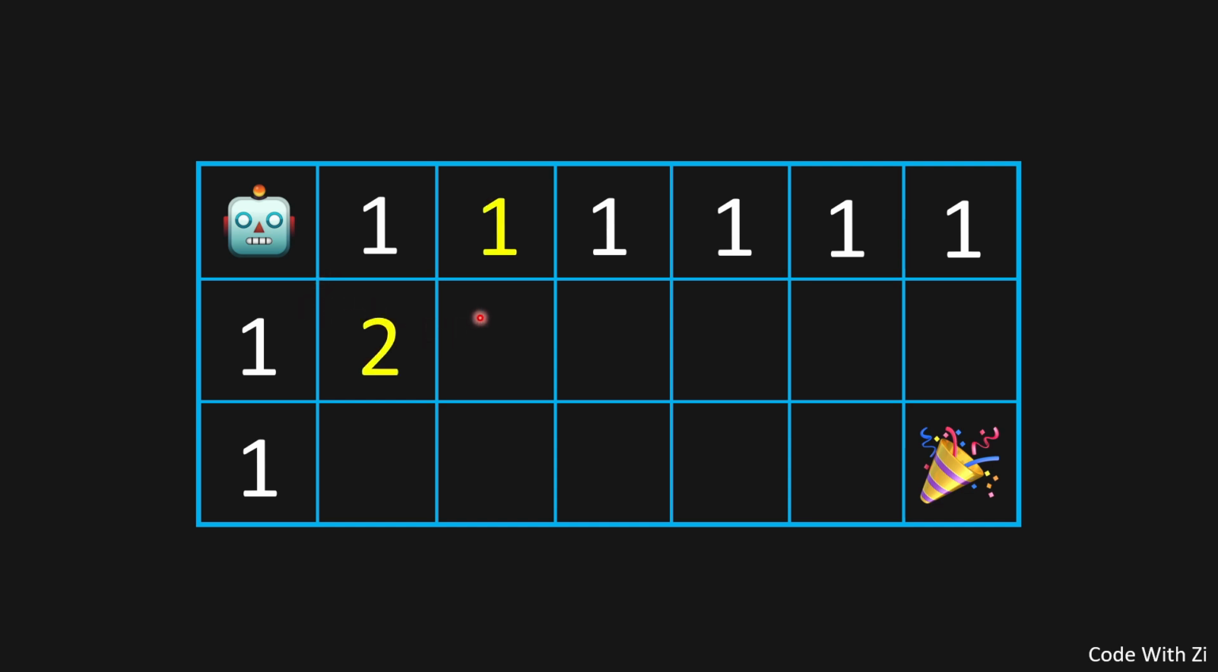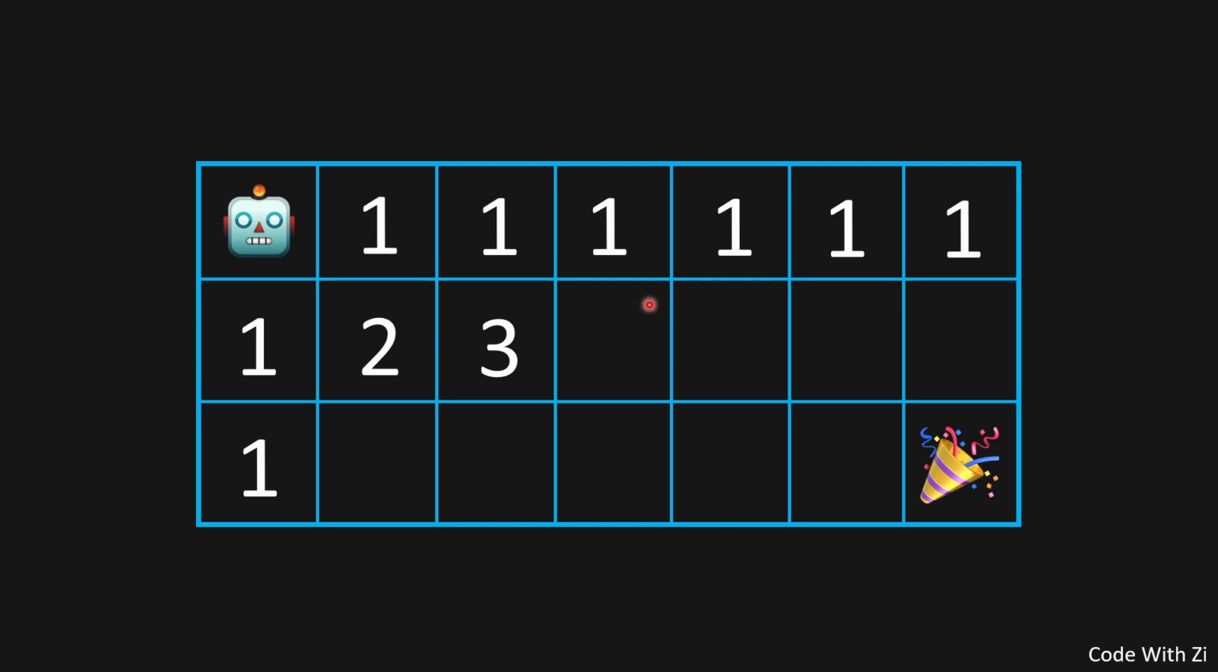Let's try it for this one. 1 plus 2 is 3. Well, if we check, there's only 3 unique paths available to reach this cell. We can go from this position to right, and down, or we can do right, down, right, or we could do down, right, right. And that's going to give us 3 unique paths.